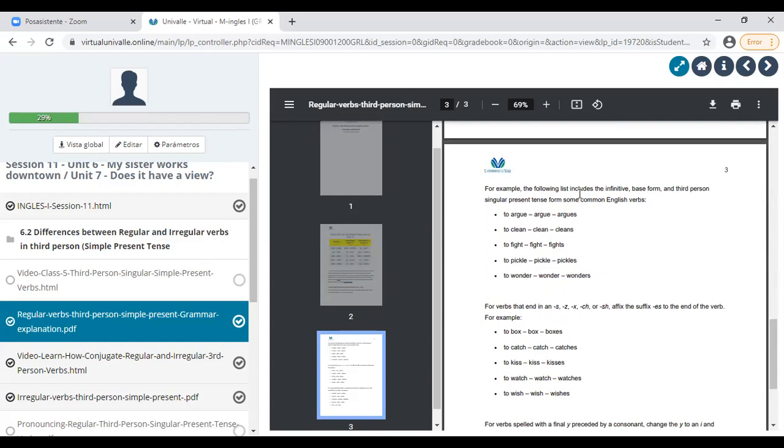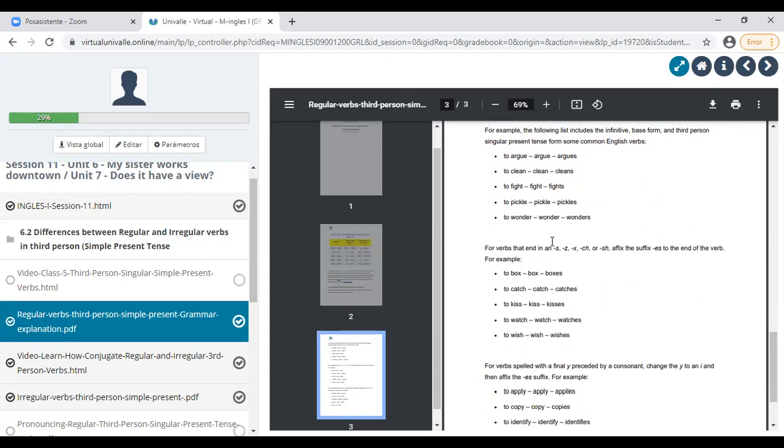For the examples, the following lists include the infinitive base form and third person singular present tense for some common English verbs. To argue, argues. To clean, cleans. To fight, fights. To pickle, pickles. To wonder, wonders.